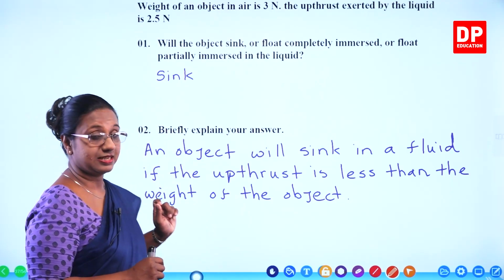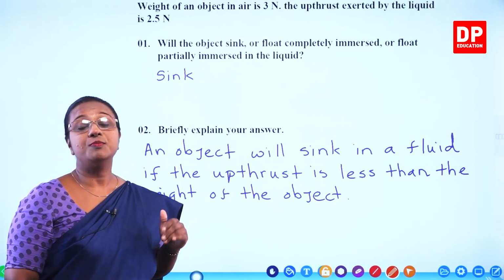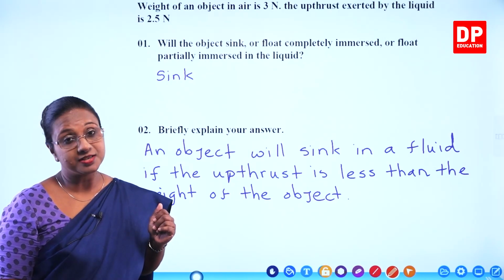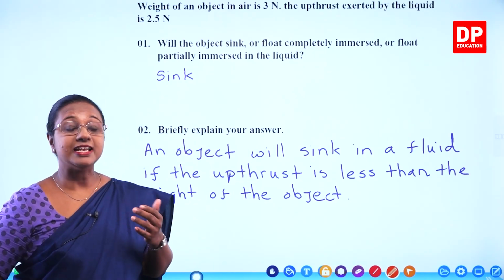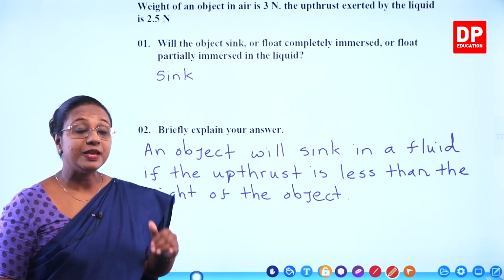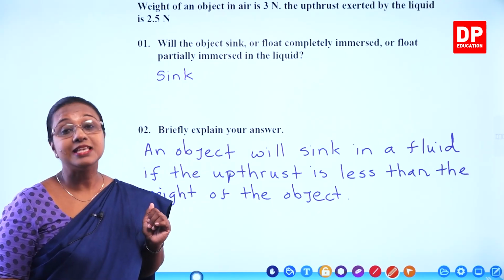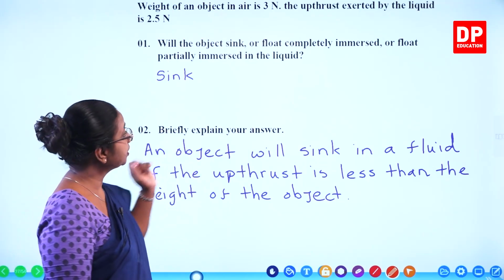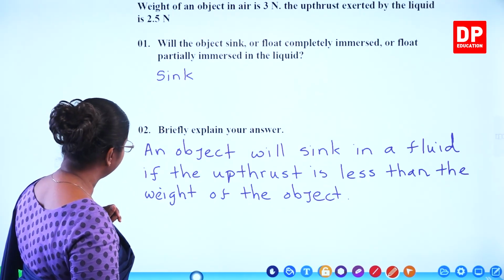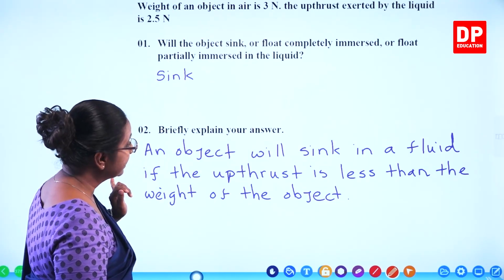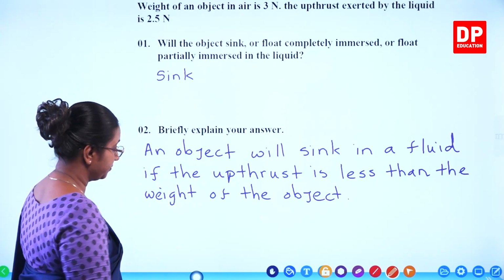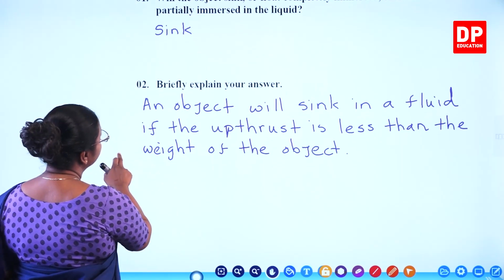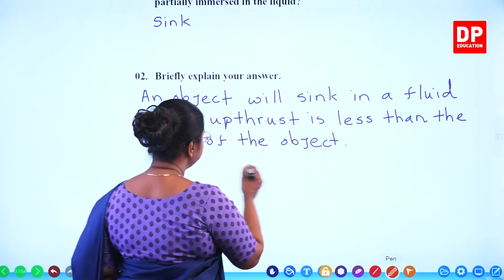Then in this instance, the weight of the object is greater than the upthrust. Then of course there will be a force acting downwards, that is the apparent weight. So because of that, the object will sink in the fluid. So here of course it is the liquid. So an object will sink in a fluid if the upthrust is less than the weight of the object. So here we need to explain it a little bit further.